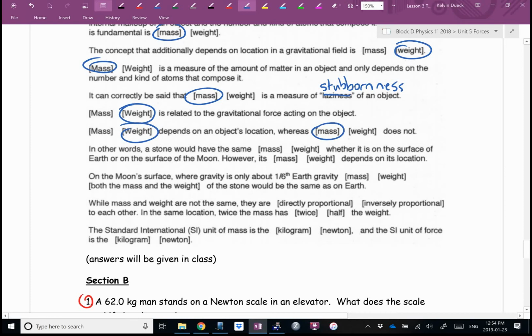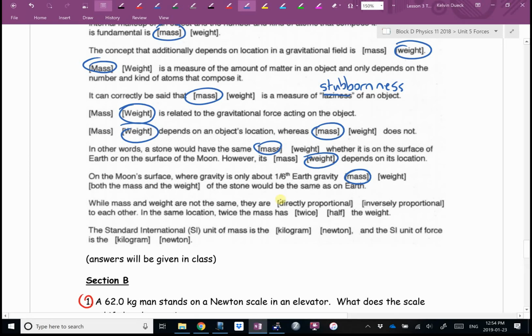So a stone would have the same mass on the surface of the moon. Yep. But its weight would be different. On the moon, where gravity is only about 1/6 the Earth's gravity, which would be the same on the Earth? Mass, weight, or both? Just mass. That's why we were able to build bulky spacesuits and the astronauts could still wear them. On the Earth, they were terribly tough to walk around in because they had so much weight. Well, mass and weight are not the same.